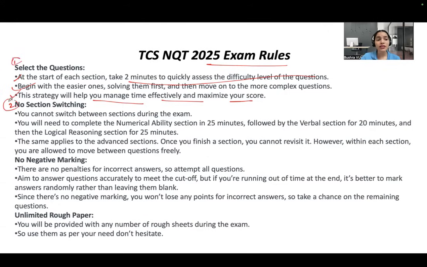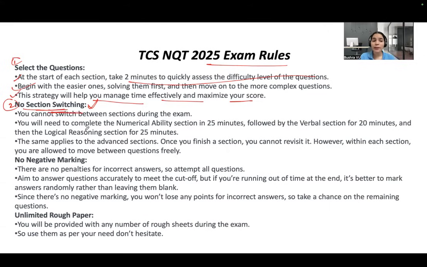Second step is no section switching. Remember this one thing, okay? You cannot switch between the sections. This is the rule that the TCS NQT exam has. You cannot switch your sections. That's why, remember, no section switching is allowed.